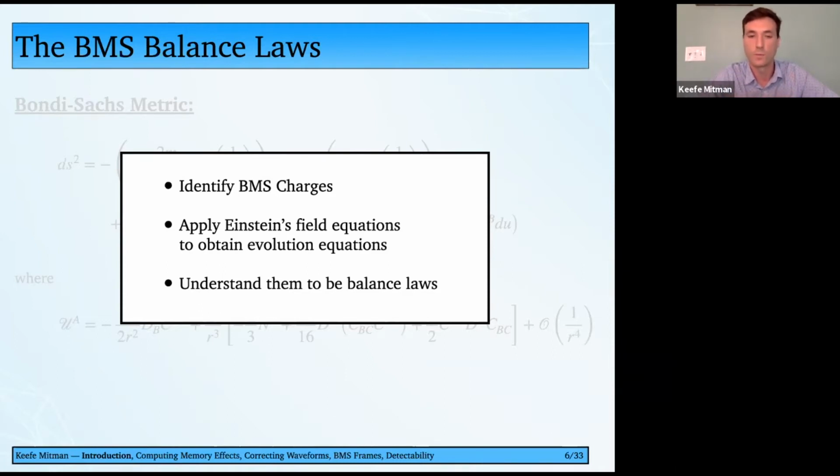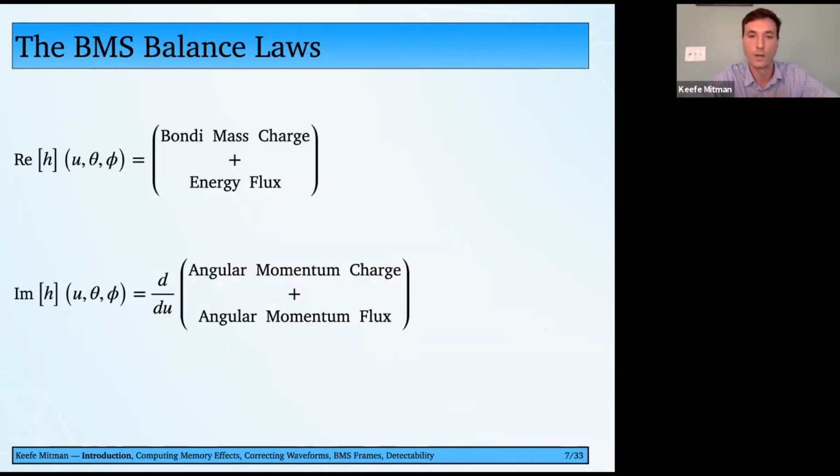And so if you just write these balance laws in a very simple way, what you obtain is the following. Here I've reordered things to be helpful for studying these effects in numerical relativity. This first balance law, corresponding to supertranslations, says that the real part of the strain can be written as a Bondi mass charge plus an energy flux.